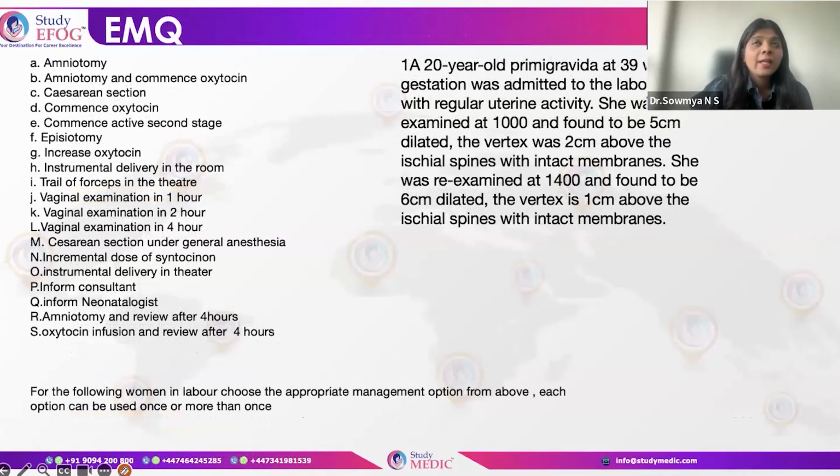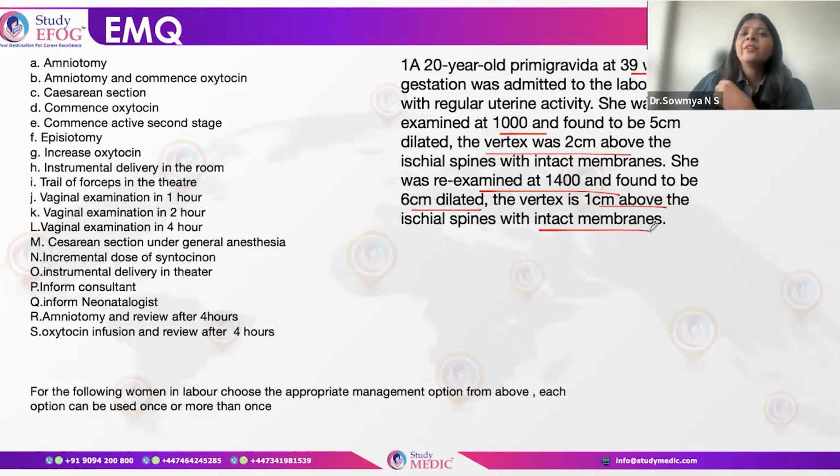And a couple of EMQs: most appropriate management and what we are dealing with. I usually do not go for the options because it could be confusing for me. So I always read the leading statement and the clinical vignette. So here, what's happening? A 20-year-old, 39 weeks, examined at 10 o'clock, found to be 5 centimeters. Vertex was 2 centimeters above spine. She was re-examined at 14:00, 6 centimeters dilated. So we are dealing with 1 centimeter dilatation in 4 hours. Vertex is 1 centimeter above ischial spines with intact membranes.